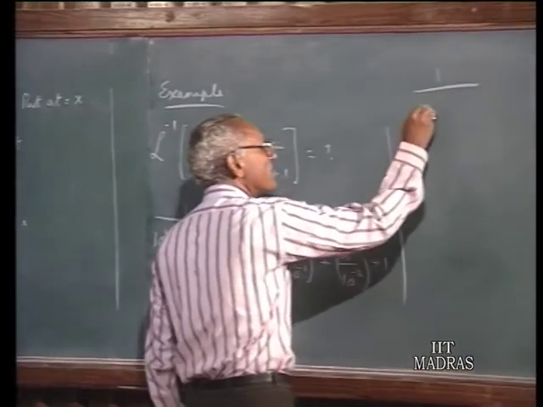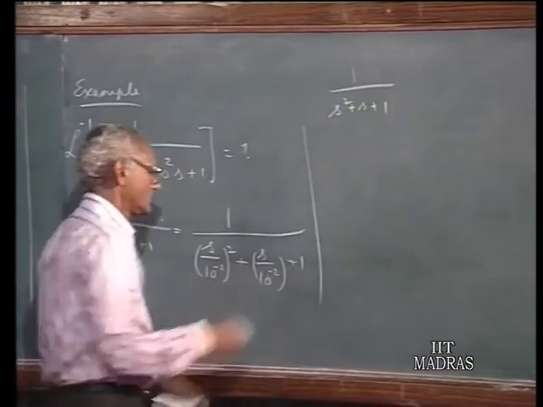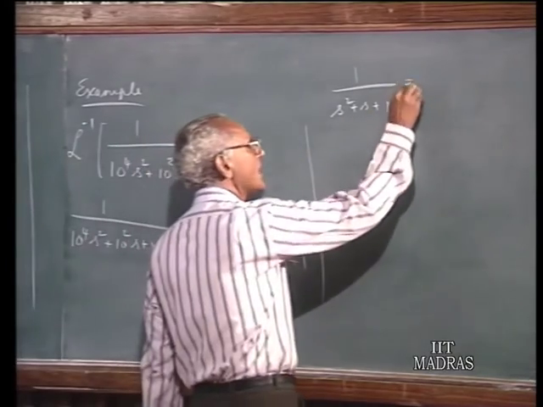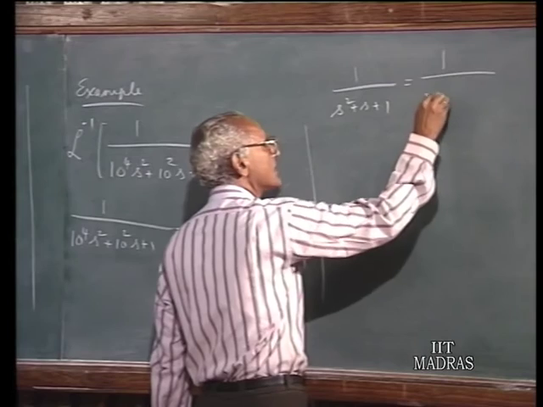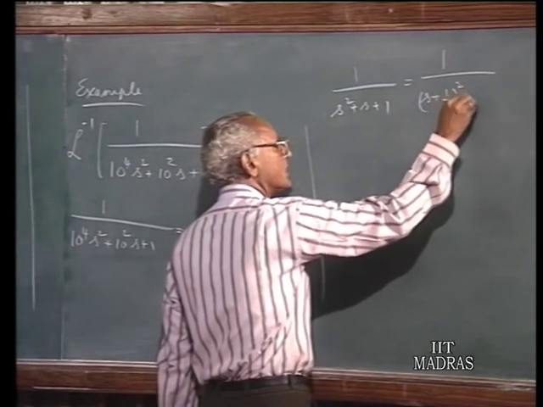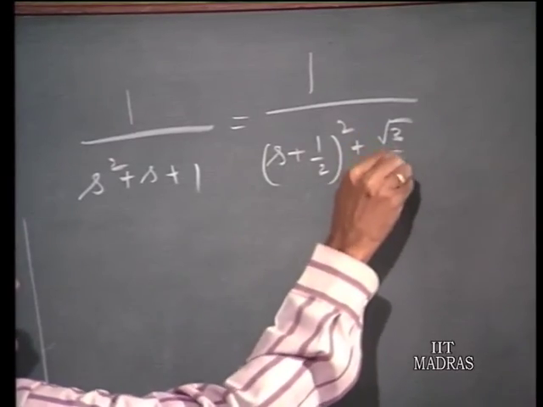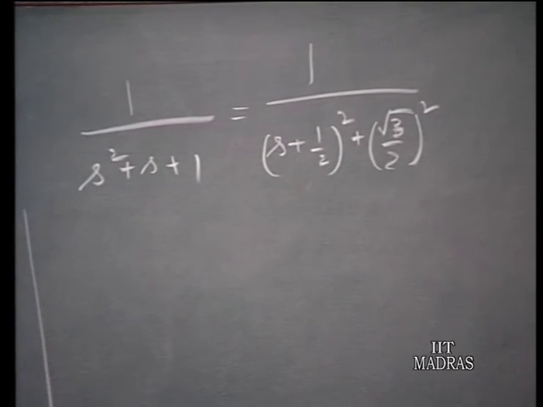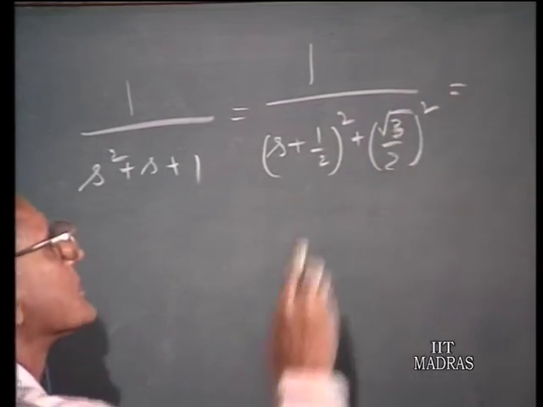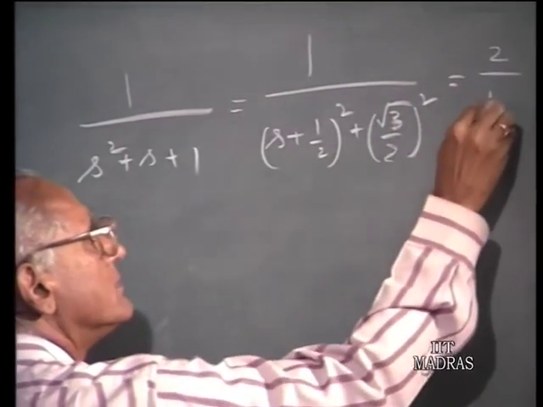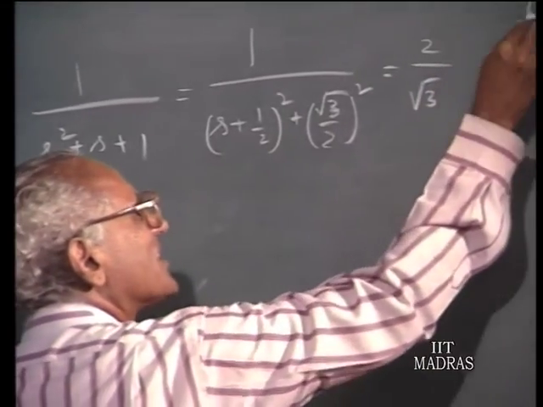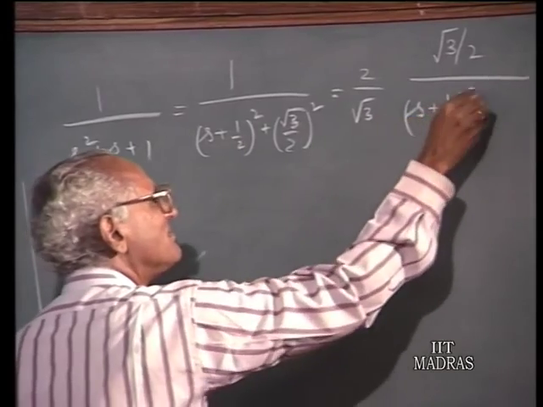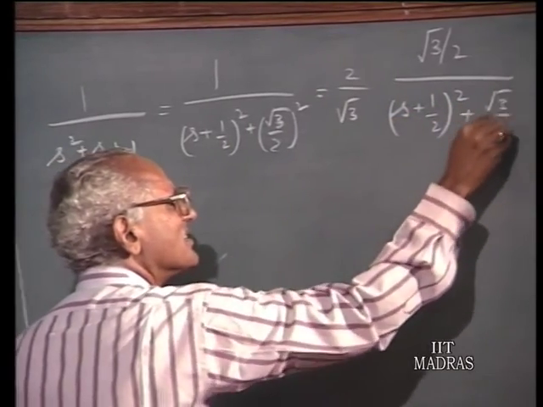If this had been simply 1 over s squared plus s plus 1, instead of s upon 10 to the power of minus 2, we would have written this, as we have already mentioned, as s plus half whole squared plus root 3 upon 2 whole squared. And this would have been 2 upon root 3 times root 3 upon 2 over s plus half whole squared plus root 3 upon 2.